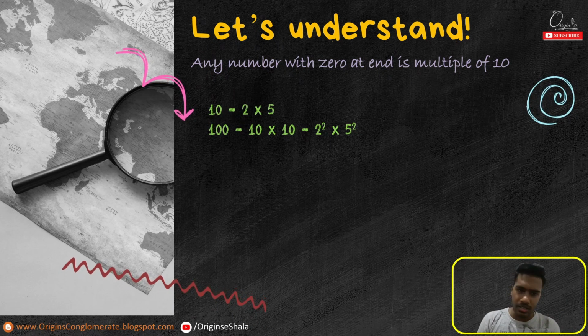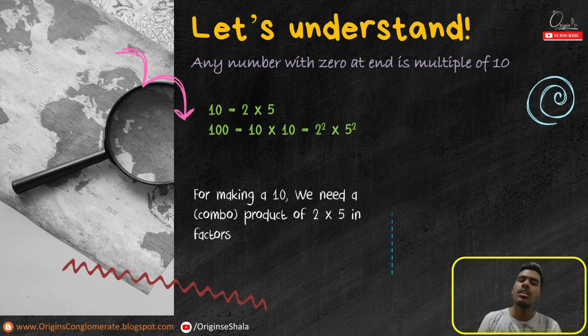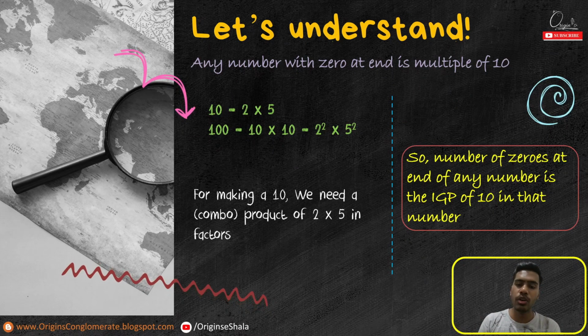So what is there in 100? It is 10 into 10, which, if we prime factorize, is 2 raised to 2 and 5 raised to 2. So we can conclude from this that to make a 10, you need a combo, or you can say a product, of 2 and 5. With this knowledge, we can conclude that for any number, to determine the number of zeros at the end, we simply need to find the IGP of 10 in that. Or even more specifically, if it's a factorial or a big number, we can make do with the IGP of 5 sometimes. I will show you how.